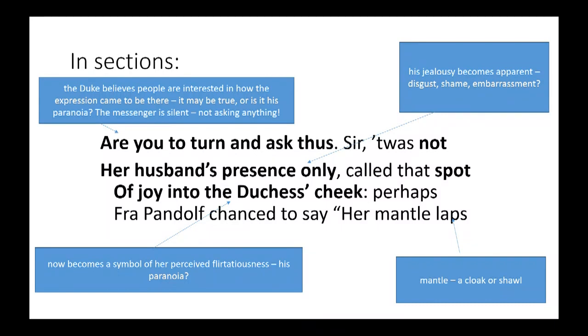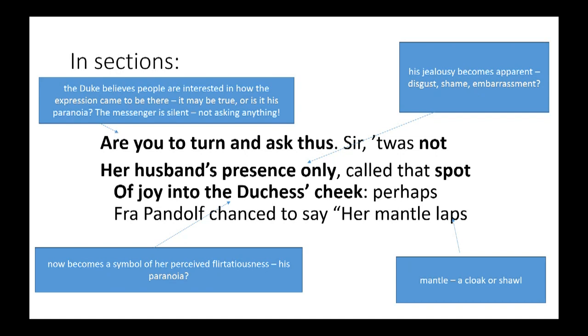Continuing, "so 'twas not her husband's presence only called that spot of joy into the Duchess's cheek." And we're getting to the heart now of the matter. I put the word jealousy on the slide, but now I question myself a little bit. I always read different things into this poem every time. Is jealousy, this does become apparent, but is jealousy the wrong word?